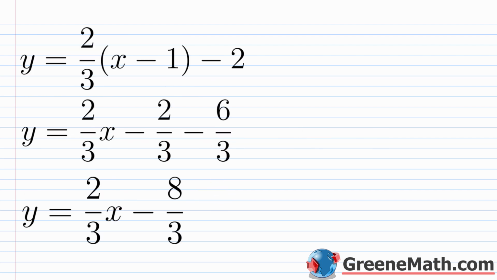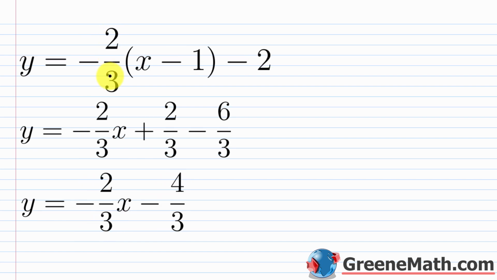So for the first scenario, where your slope is positive 2/3, you have y equals 2/3 times the quantity x minus 1, then -2. If you simplify, you're going to get y equals 2/3 x minus 8/3. For the second scenario, where your slope is -2/3, y equals -2/3 times the quantity x minus 1, and then you have -2. If you simplify, you get y equals -2/3 x minus 4/3.